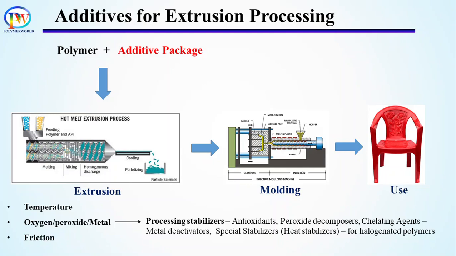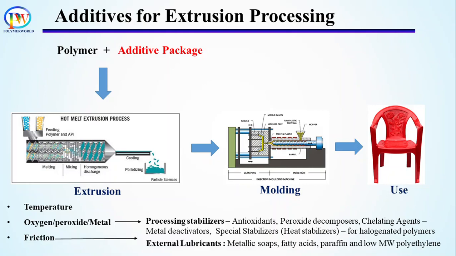For the third factor, which is friction between polymer and screw, lubricants are added. This time, these lubricants are called external lubricants since these additives reduce the friction between polymer chain and metal surface. The common external lubricants are soap, fatty acids, paraffins, and low molecular weight polyethylene. So, we can see that to facilitate and protect polymer during processing, different types of processing stabilizers and external lubricants are added. Here again, concentration is very important to achieve the desired outcome, otherwise the cost and quality of the product can suffer.